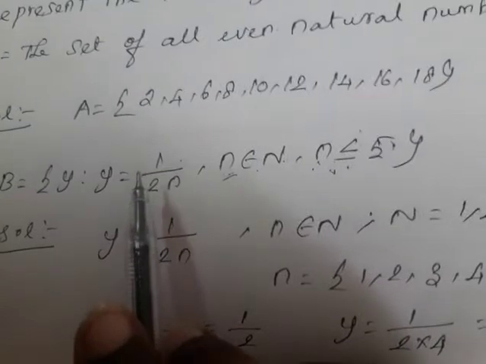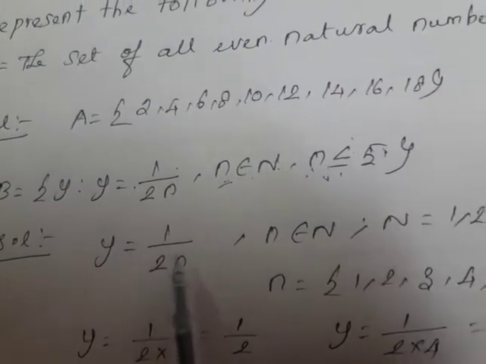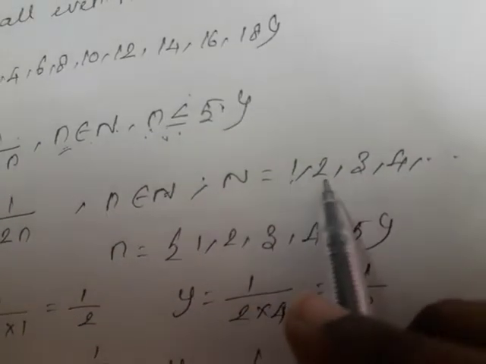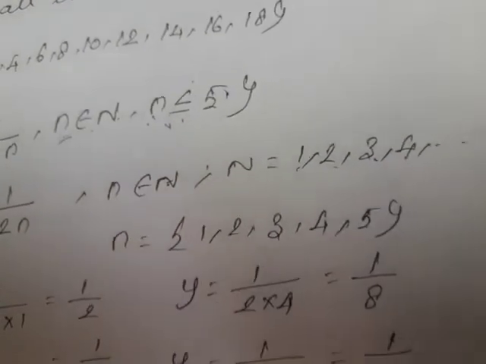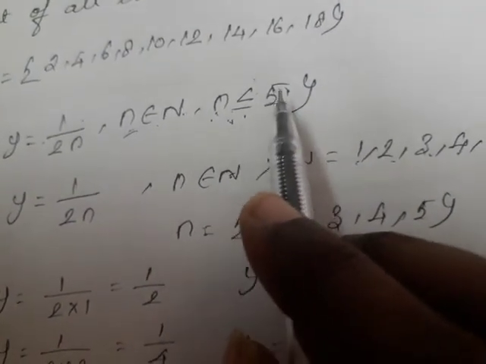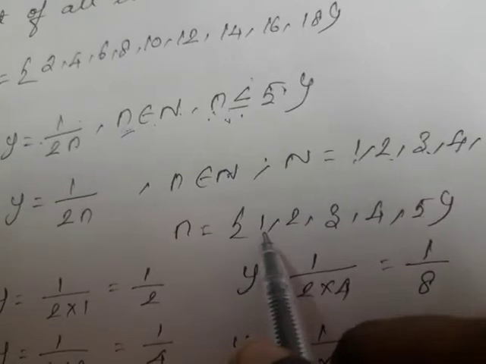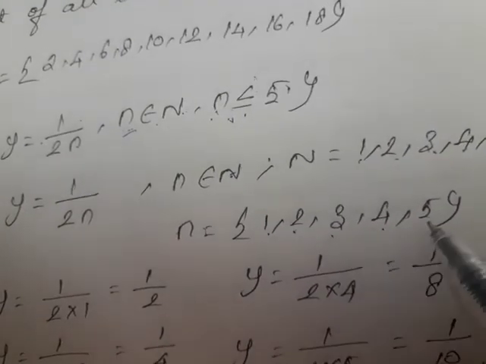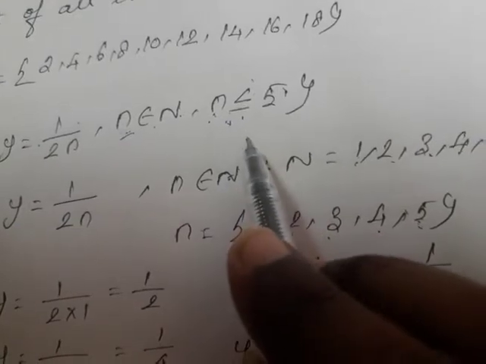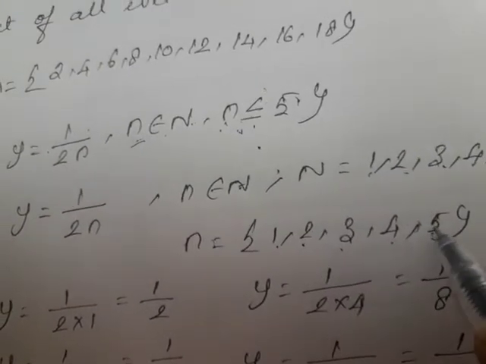What is the condition given? y is equal to 1 by 2n. Next, n belongs to natural numbers. Natural numbers means 1, 2, 3, 4, etc. What condition is given for the n value? Less than or equal to 5. So 1, 2, 3, 4, 5. Why do I have to consider 5 also? Because less than or equal to is given, so 5 also I have taken.